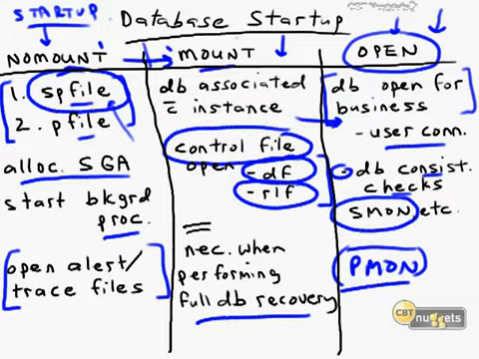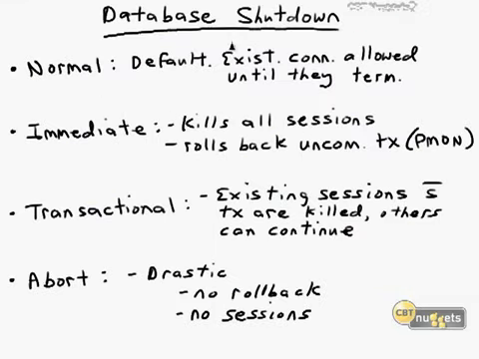Now let's take a look at database shutdown. Database shutdown also is a staggered step approach where we have 4 different levels of database shutdown. Now, if we're at an SQL prompt and we just type shutdown, that's going to be a shutdown normal. This is the default. Alternatively, you can type shutdown normal. Now, this is the cleanest and most reliable but slowest database shutdown method.